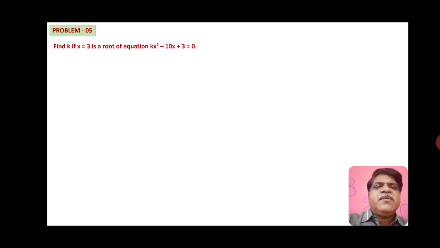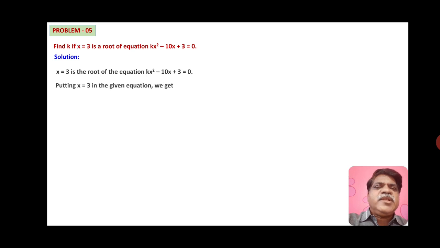Problem number 5. Find k if x is equal to 3 is the root of the equation kx square minus 10x plus 3 is equal to 0. Here, friends, x is equal to 3 is the root of the equation kx square minus 10x plus 3 is equal to 0. Putting x is equal to 3 in the given equation, we will get k into bracket 3 square minus 10 into bracket 3 plus 3 is equal to 0.